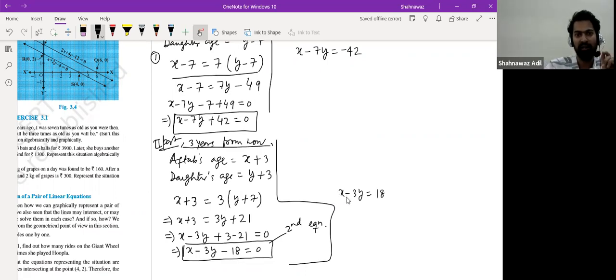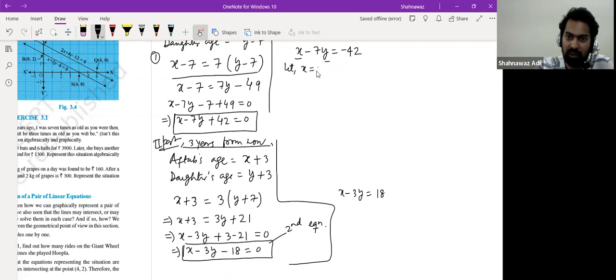Now, to draw a straight line in the graph, how many points do you need? Yes, 2 points. So we want to calculate 2 points from here. In a two-dimensional graph, you need x and y points. So we need to calculate 2 x and y points. My approach is that I calculate at x equals 0, and then at y equals 0. This is how I do it.